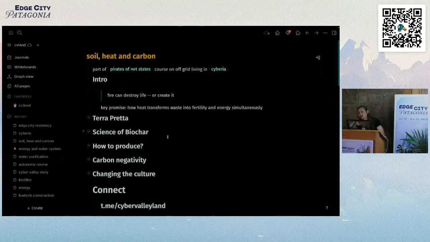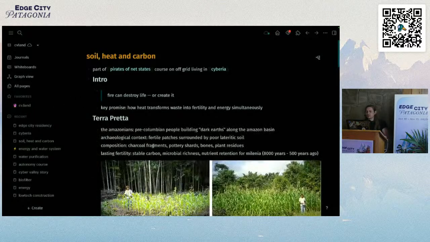Fire can destroy life or create it. And during this lecture, I will try to convince you that we have a way to transform the waste of our civilization into fertility and energy. Those are two important properties we don't have in abundance, and they are easily achievable with the technology we will discuss today. I will start from the story of Terra Preta.